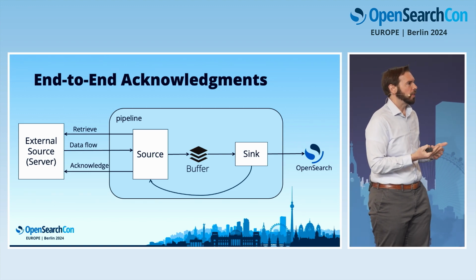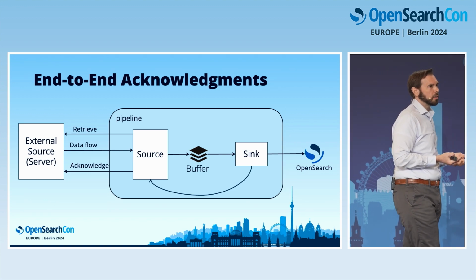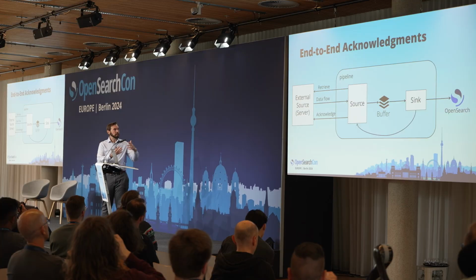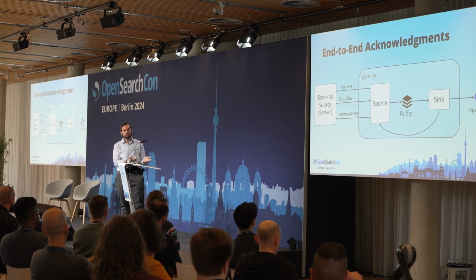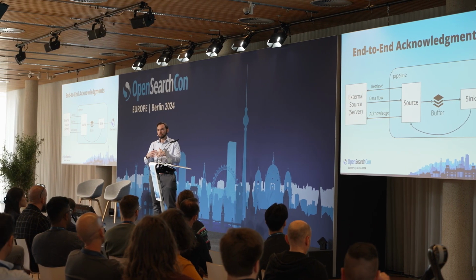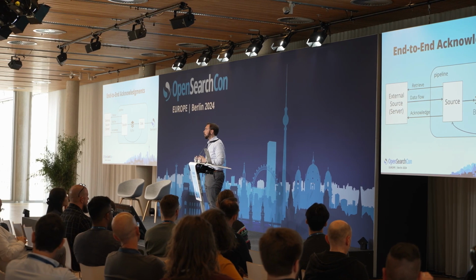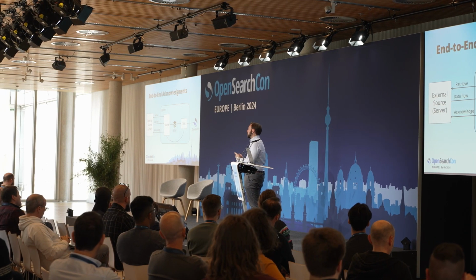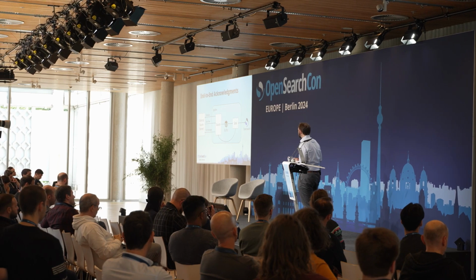So for example, with Amazon S3 that I mentioned earlier, if you have an SQS queue, it's at this point that we acknowledge that message on the queue so that it can be removed and not reread. Or if you have a Kafka source, this is where you run your Kafka commit.